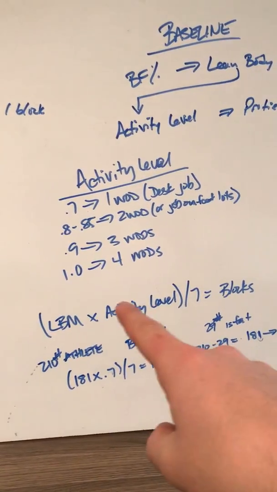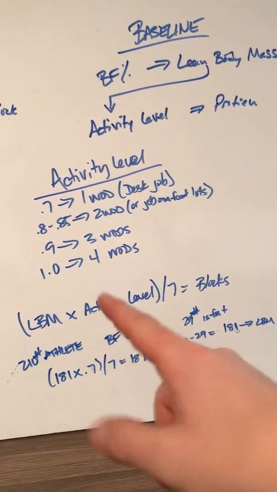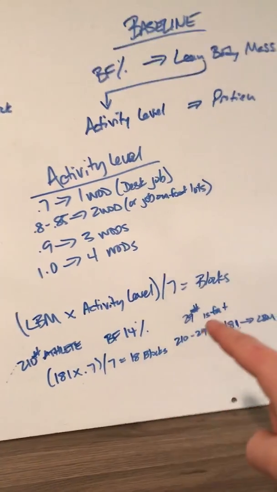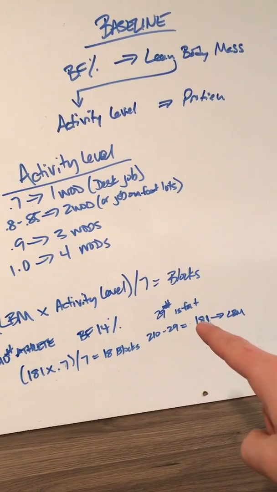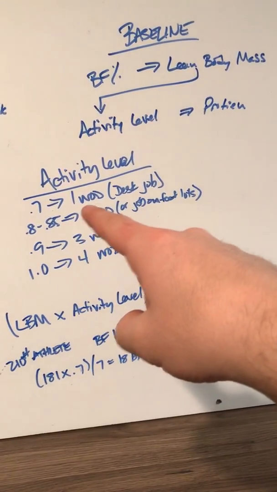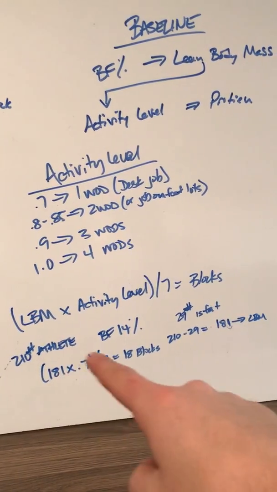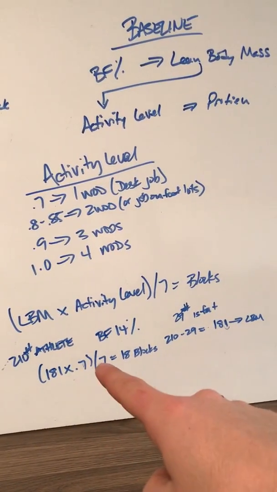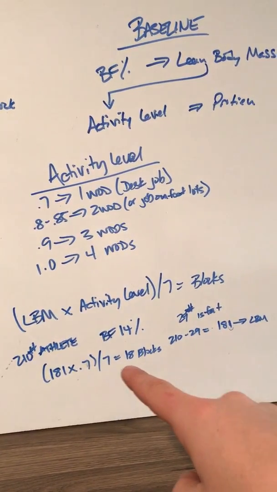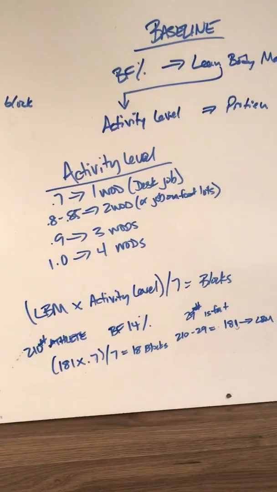So now that we figured out what our activity level is and what our lean body mass is from over here, we're just going to times those up and it'll give us a number. So we use this same thing down here. I found my lean body mass for that athlete, which was 181 pounds. So we're going to times it by 0.7. Let's say that athlete just does 1 workout a day and just sits at a desk. No big deal. So 181 times 0.7, that's going to give me a number. Then I'm going to divide that number by 7. And then it's going to equal 18 blocks. And you're asking me, why 7? That's because that's how many grams are in a protein block, and that's the conversion they use, right?